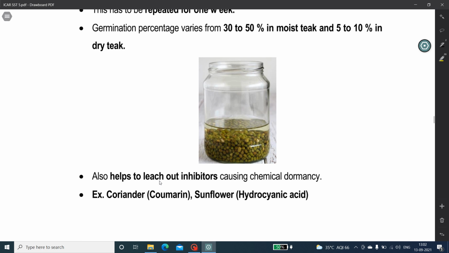An example here is coriander, where the inhibitor is coumarin, and in the case of sunflower the inhibitor is hydrocyanic acid. Soaking in water leaches out these inhibitors, and it is helpful in improving the germination percentage. The precaution to be taken here is that the prescription for hot water treatment with reference to temperature of water and duration of soaking must be followed meticulously if seed coat dormancy is to be removed without killing the seeds through excessive heating, and it is not safe for smaller seeds.